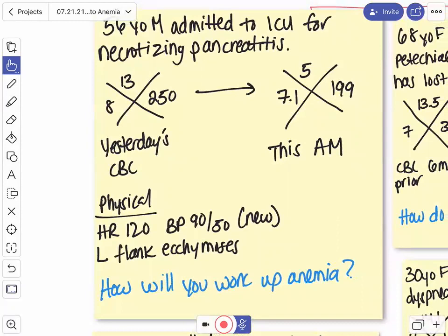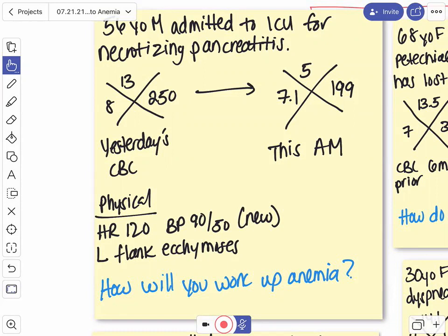Okay, so this patient has had an acute change in his clinical status. He's tachycardic, he's in shock, and his hemoglobin has dropped. So the appropriate working differential is hemorrhagic shock for this patient. That left flank ecchymoses, what does that make you think of? Yeah, so a retroperitoneal bleed.